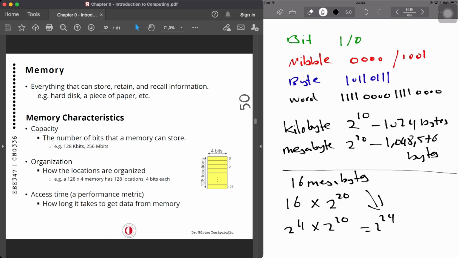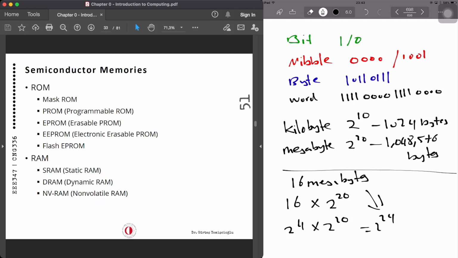Okay, let's get into the memories. Let's see different types of memories and talk about them a little bit. We have 2 types of memory commonly used in microcomputers: RAM and ROM. RAM and ROM are the two types, and they have different characteristics. RAM is random access memory, ROM is read-only memory. RAM is also known as read-write memory, and with ROM we are just reading from it.